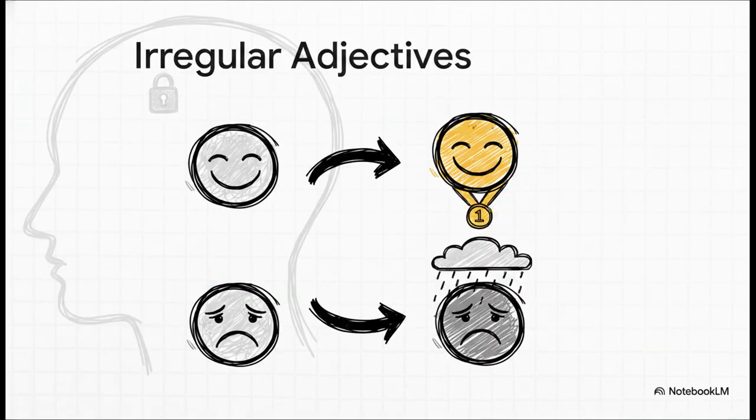And then there are these two. These are the true rebels of the grammar world. Good doesn't become gooder, it becomes better. And bad definitely doesn't become badder, it becomes worse. These are what we call irregulars. Honestly, there's no secret rule here. You just got to remember them. Good is better, bad is worse. Let's just lock those into our memory banks right now.